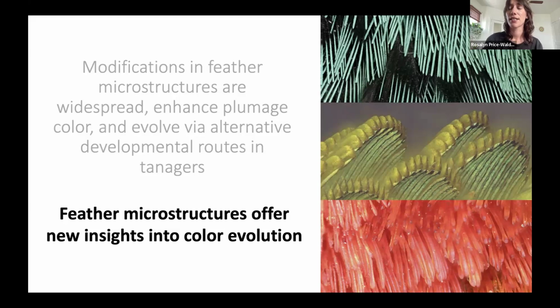So for example, selection for bright and saturated signals that results in barbule loss likely trades off with selection for other feather functions like flight and water repellency, where barbules play key roles. And by more fully characterizing and appreciating these trade-offs, we can have some new insights into major questions in color evolution, like the origins of sexual dichromatism or latitudinal or elevational gradients in coloration.